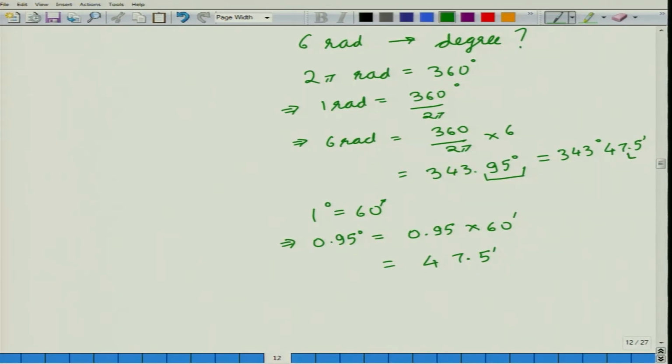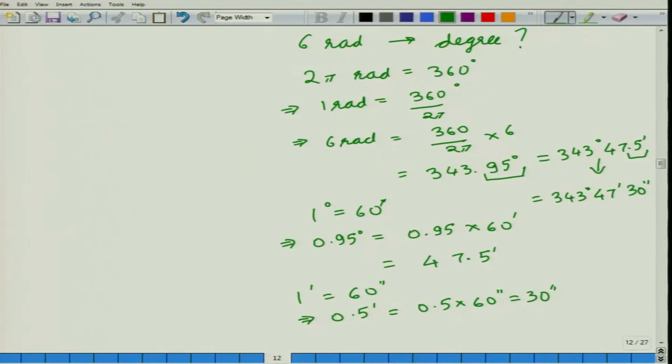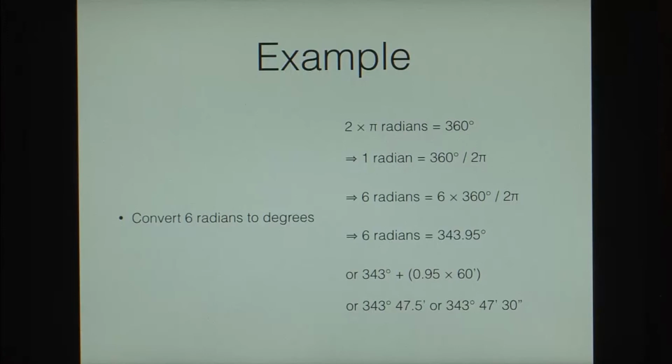Now, we could stop here or we could convert these 0.5 minutes into seconds as well. Now, 1 minute is equal to 60 seconds. So, 0.5 minute is equal to 0.5 into 60 seconds, or 30 seconds. So, this value is also equal to 343 degrees, 47 minutes and 30 seconds. So, in this way we can convert from degrees to radians and vice versa. Here is how the calculation goes.